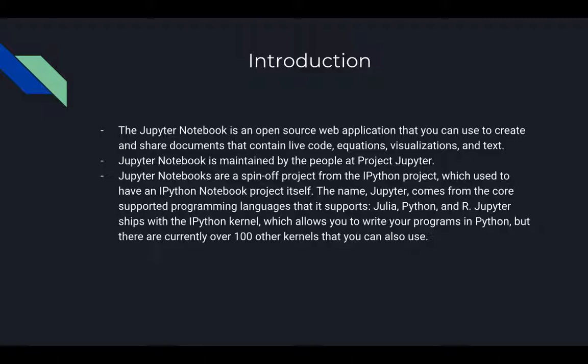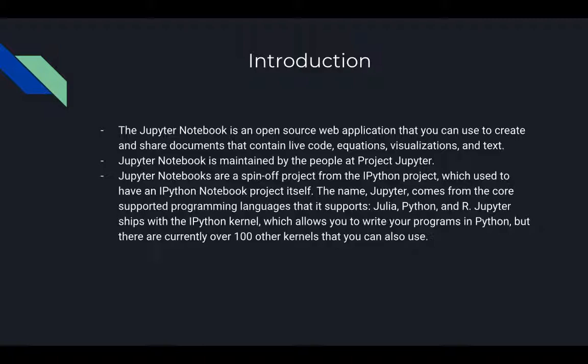For a basic introduction, the Jupyter Notebook is an open source web application that you can use to create and share documents that contain live code, equations, visualizations, and text. You can basically display your code for other people to see or just for yourself for personal use. Jupyter Notebook is maintained by the people at Project Jupyter, a separate project run through Python.